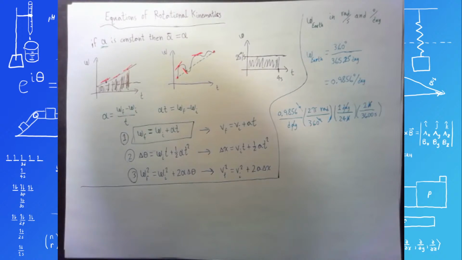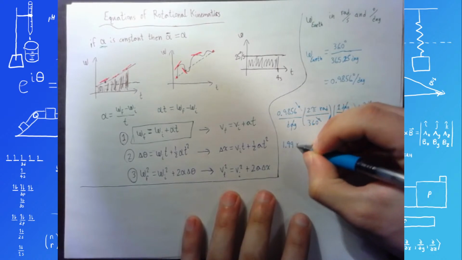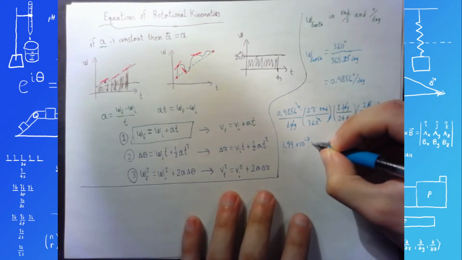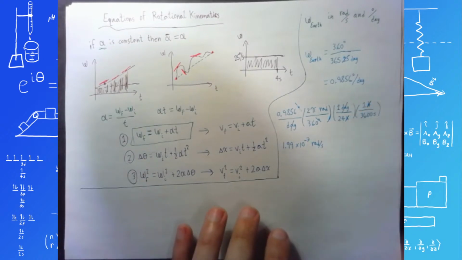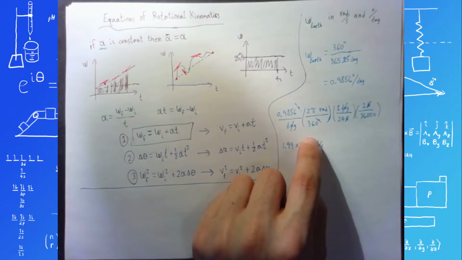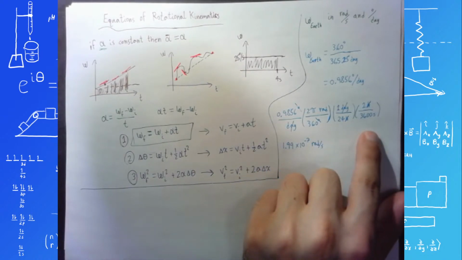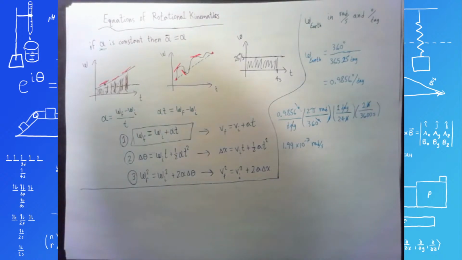I'm getting about 1.99 times 10 to the negative 7 radians per second. Does that make sense? Well, it was already really tiny to begin with, and we did divide it by something on the order of 100, and then by something on the order of 10,000. So something times 10 to the negative 6 or 10 to the negative 7 does make sense to me. Okay, I believe it.